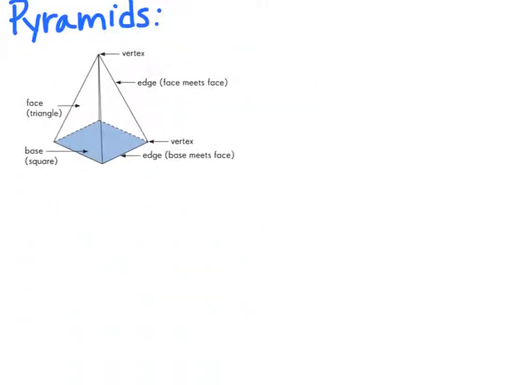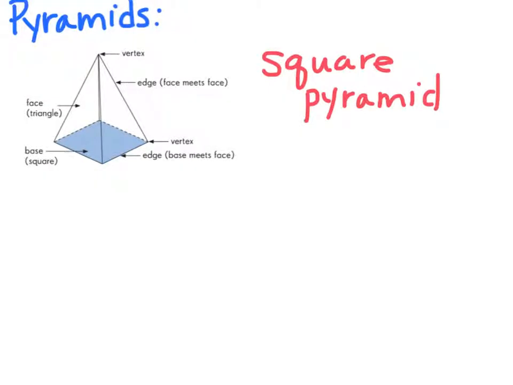Now let's examine pyramids. A pyramid has one base, and that base can be any polygon. All of the other faces are triangles arising from each side of the base. The triangular faces share a common vertex. In other words, they meet at a point at the top. A pyramid is named according to the shape of its base. Since the base of this pyramid is a square, it's called, you guessed it, a square pyramid.